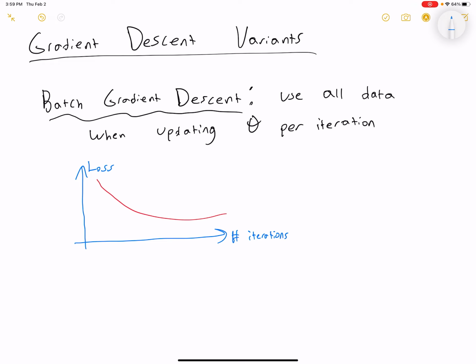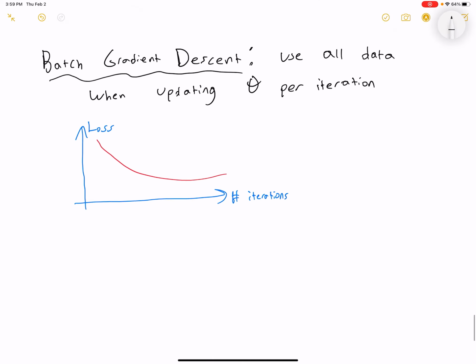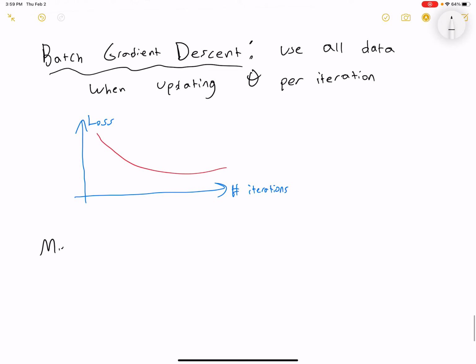But another thing you can do, and we'll talk about the trade-offs of this in a second, is mini batch gradient descent.